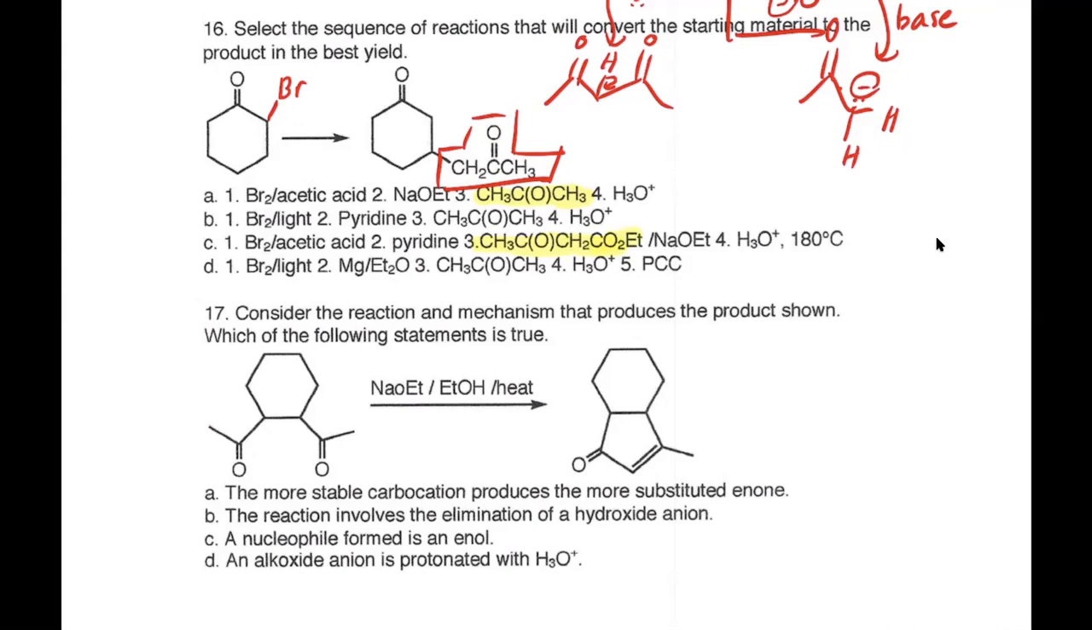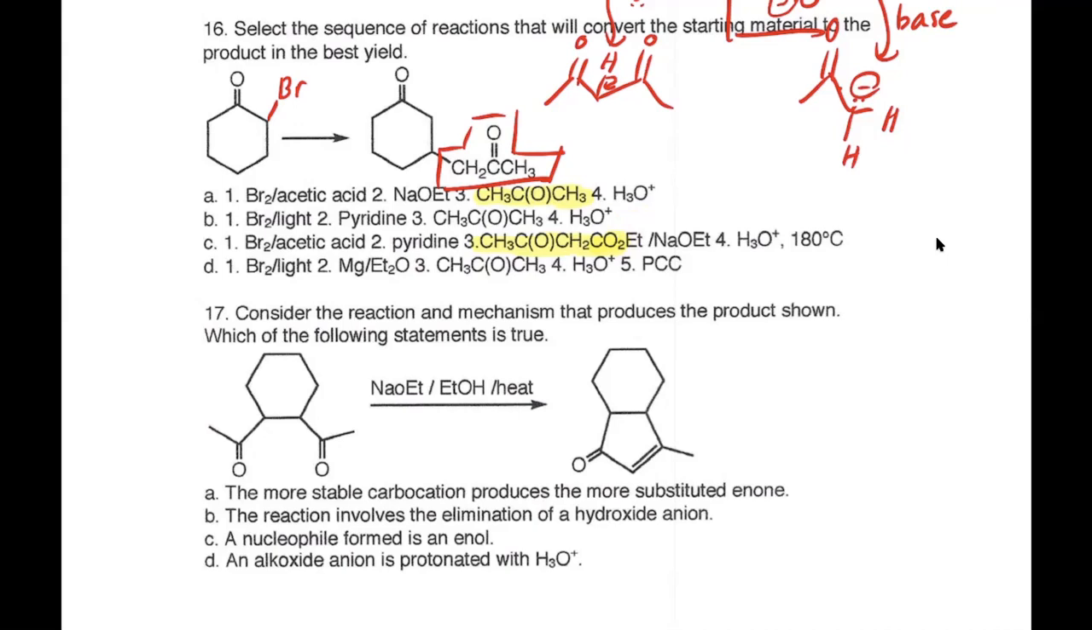Now, what is confusing me a little bit. Oh, okay. It's at the end. It's an ester at the end of that. So I would honestly say we should write these out. Between pyridine and sodium ethoxide, they're both bases.